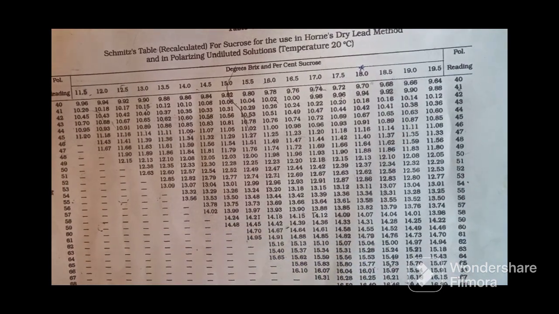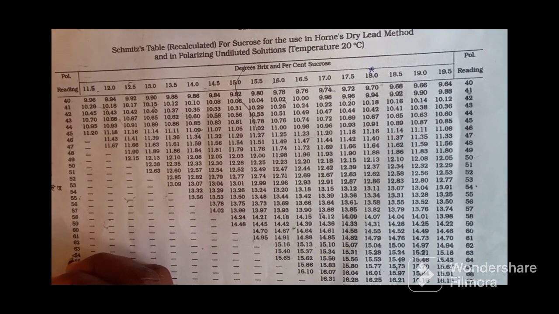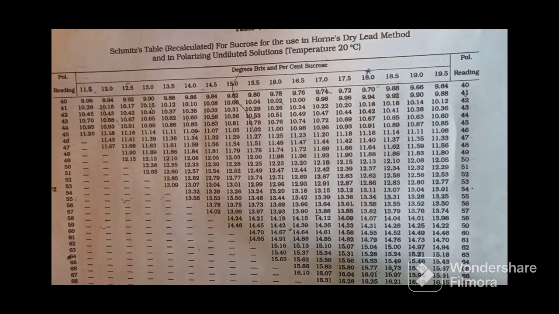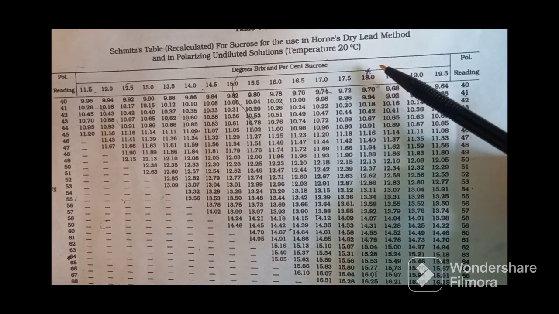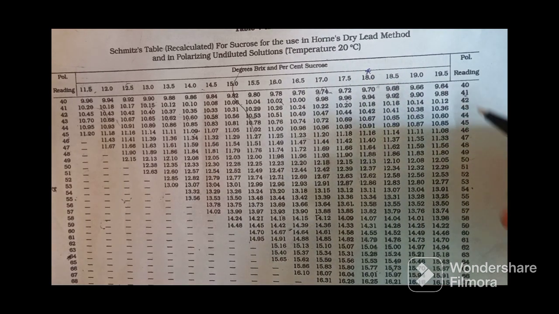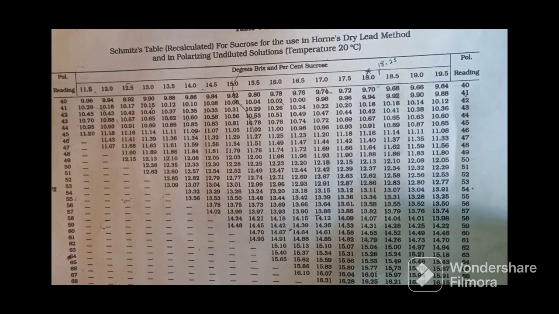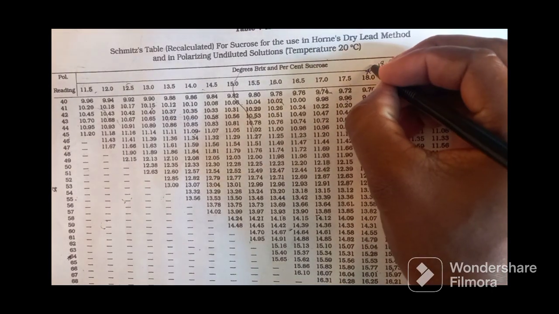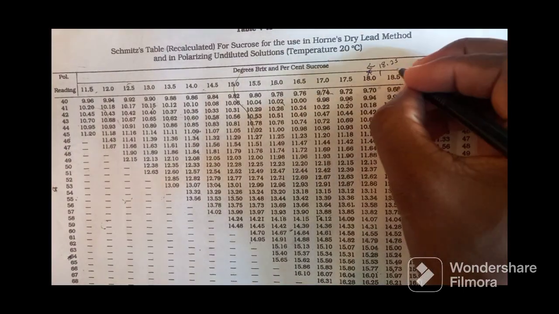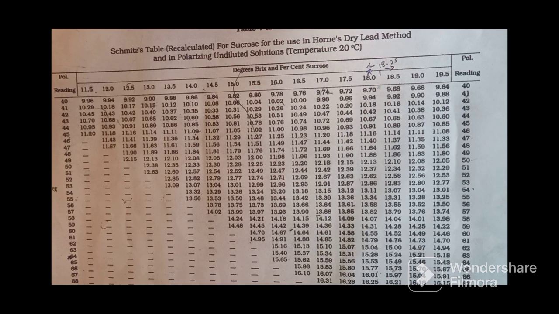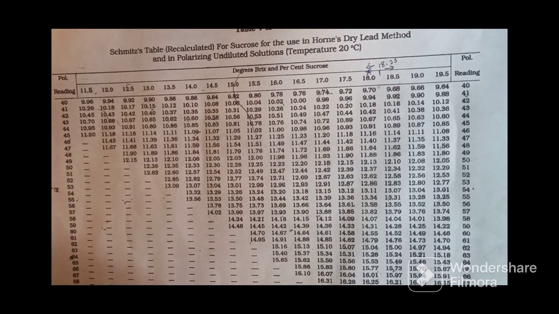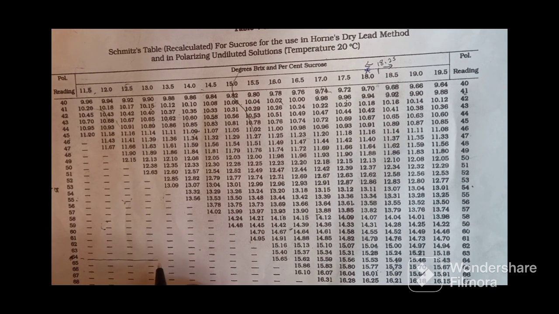So in this side of Brix, I've said the Brix of first expressed juice is 18.1. So let's see, where does it lie? It lies between 18.0 to 18.5. So in between 18.0 to 18.5, the median value is 18.25. So any value below 18.25 is read under 18.0, and any value above 18.25 is read at 18.5. So our value was 18.1, so we'll stand here at 18.0, and pol was 64.